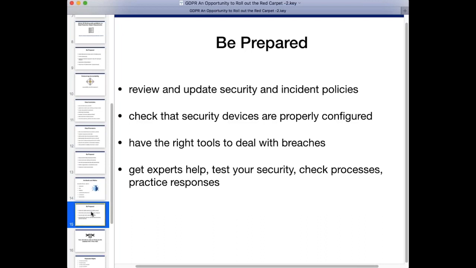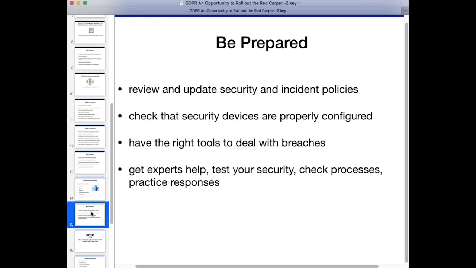So what should we do to prepare? We should review and update our security and incident policies and deploy preventative security infrastructure and make sure it's properly configured. The recent ransomware attacks in the news are a good example of technical security configurations that weren't applied correctly. Deploy technical security measures to aid in identifying and reporting breaches.